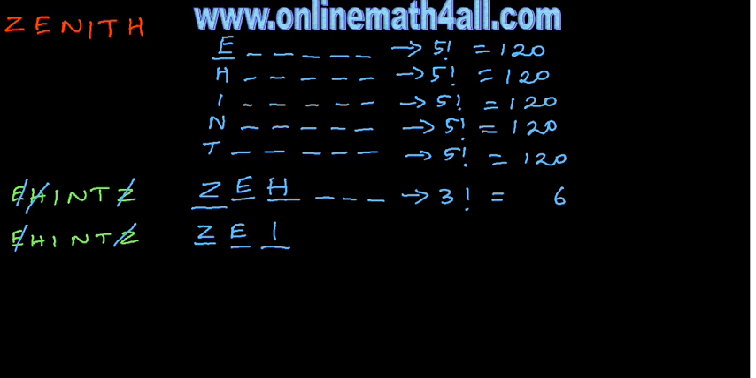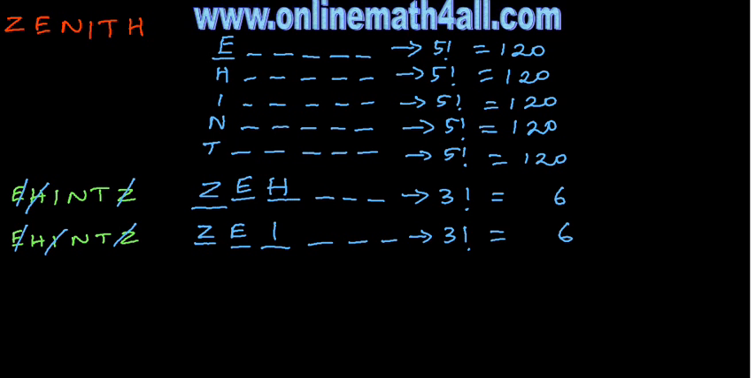And the remaining 3 places can be filled: I strike out I because we have taken I at the third place. Now we have to fill the remaining 3 places with the remaining 3 letters H, N and T. It can be done in 3P3 permutations, so 3 factorial. So you'll be able to form 6 words in the order ZEI.